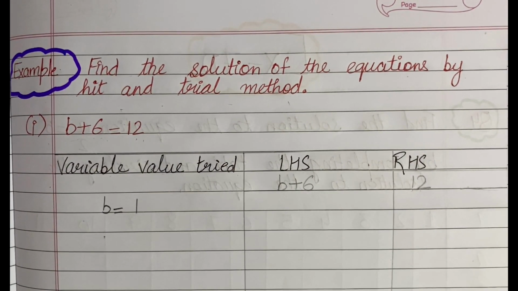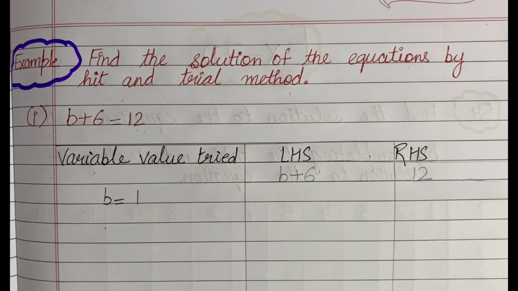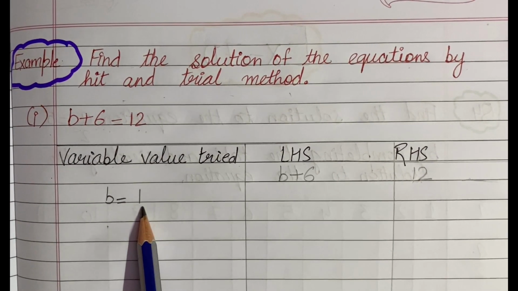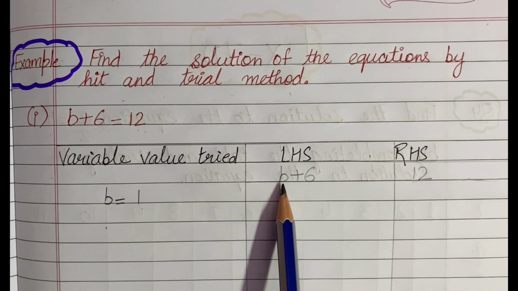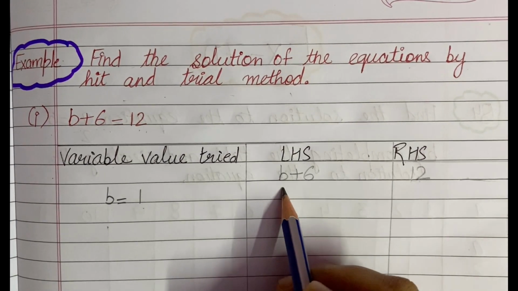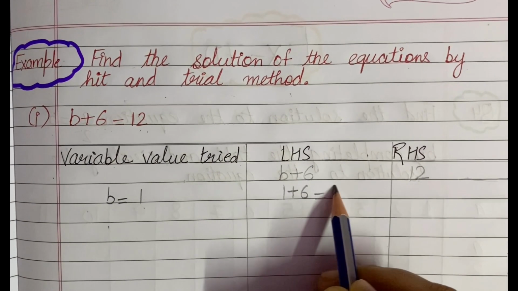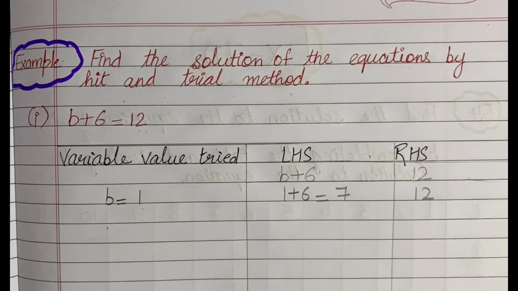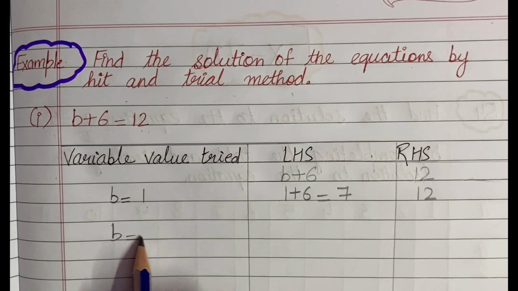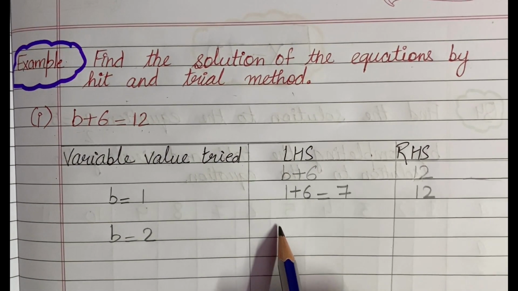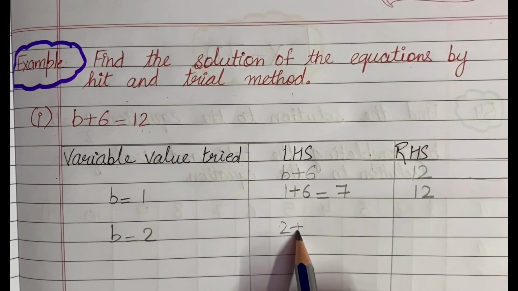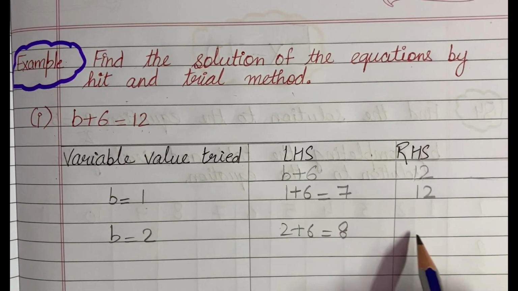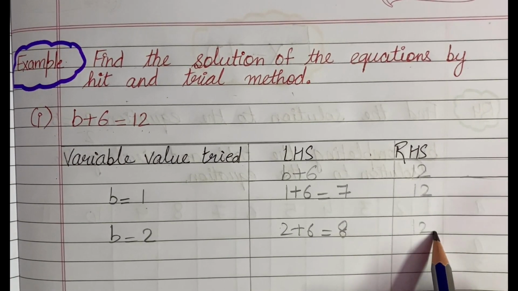Now we will put the value of b. Now firstly I have taken b as 1 and on putting b as 1 in LHS we will be having 1 plus 6, that is equal to 7, and RHS will remain as it is, that is 12. Now on putting b equals 2 in the LHS we will be having 2 plus 6, that is equal to 8, and in the RHS 12 will be written as it is.